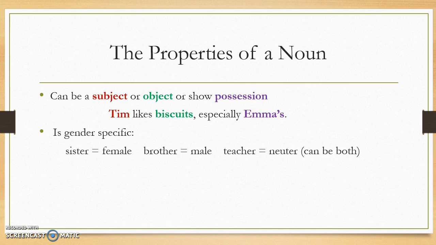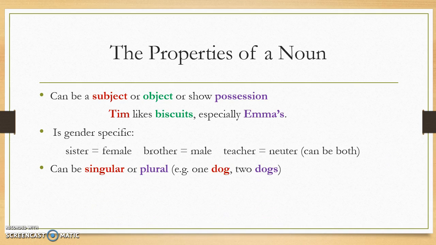Nouns are also gender specific. So if you talk about a sister, you know that she's always female. So that's a female noun. Likewise, a brother is always male. Some nouns are neuter, which means they can be both. When you talk about a teacher, it can be a male or a female.